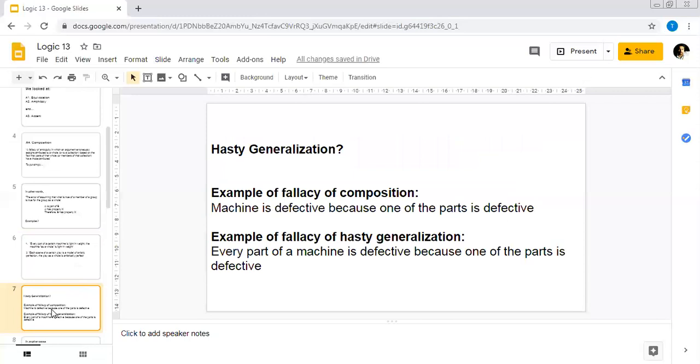So many of you, I think, would be thinking about hasty generalization now, right? In hasty generalization also, something similar was happening, that we had parts and from them we were trying to go toward a conclusion, we were jumping. But there's a little difference, and the difference is that in a fallacy of composition, we say that the machine is defective because one of the parts is defective. So we're not talking about other parts.